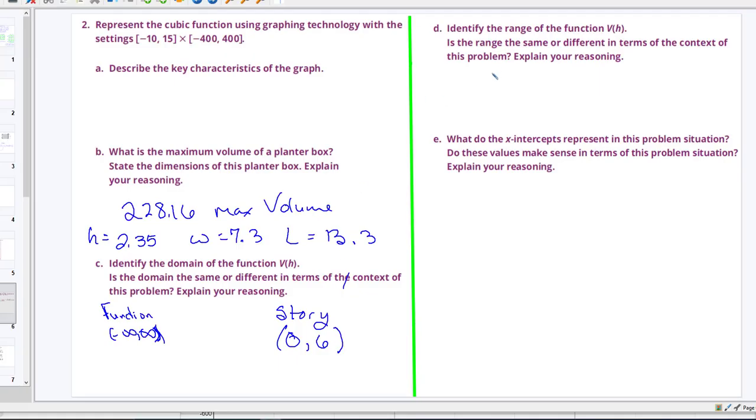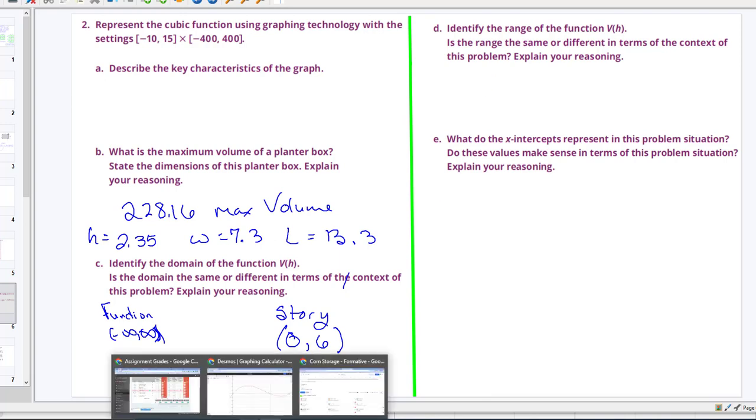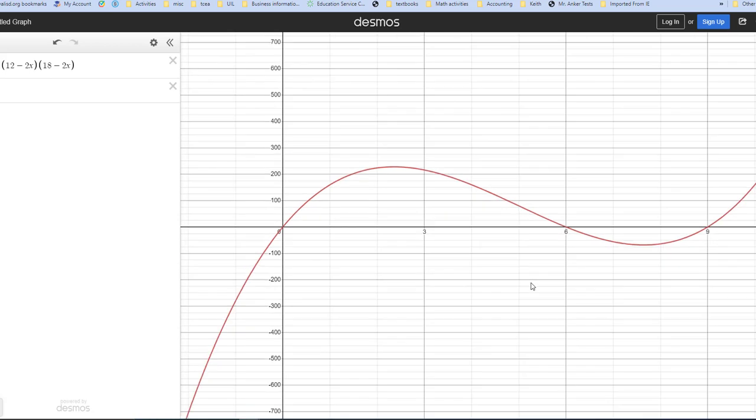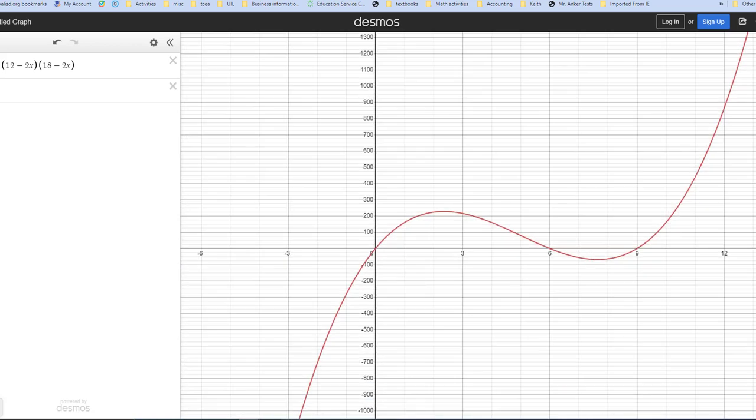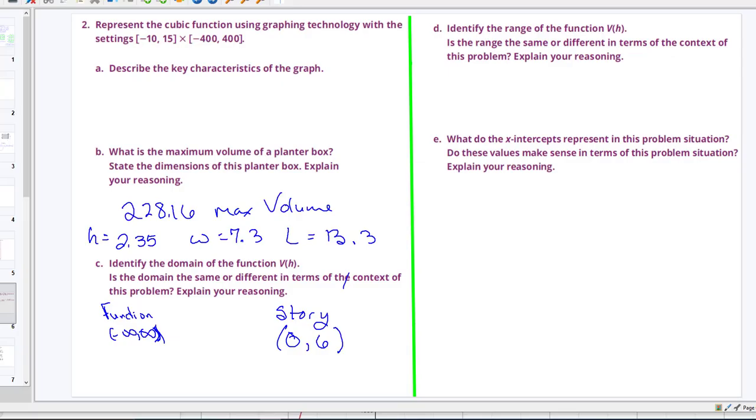Now let's think about what our range is. When I look at the entire graph, and I'm going to zoom back out so we can see the whole graph, it's going to continue to go all the way down. It's going to continue to go all the way up. And so range is going to continue on forever in the negatives and forever in the positives. So we have an all reals situation going on with our range as well for the function.